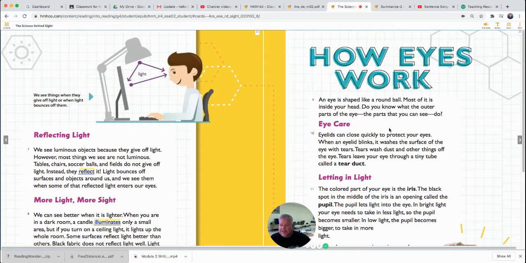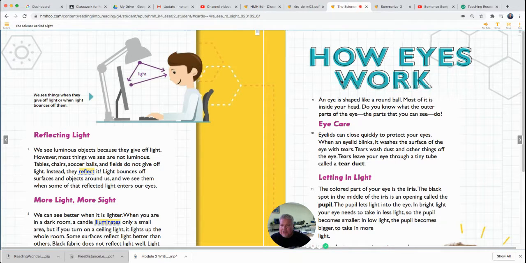Reflecting light. We see things when they give off light or when light bounces off of them. So look at this little boy. He's looking at his computer, it looks like. The light from here is shining on there and here, and it's going into his eyes, and it gives off light itself. Your screen does, doesn't it? We see luminous objects because they give off light.